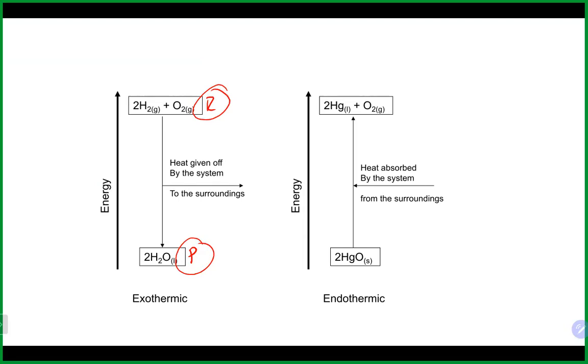In this case, we're taking mercury II oxide, which is our reactant, going to our product where we make some mercury and some oxygen. And in this case, we see the opposite. Our reactant is lower in energy than our product. So again, energy has to be put in from the surroundings to allow that to occur.